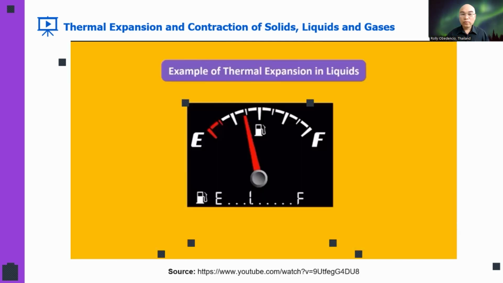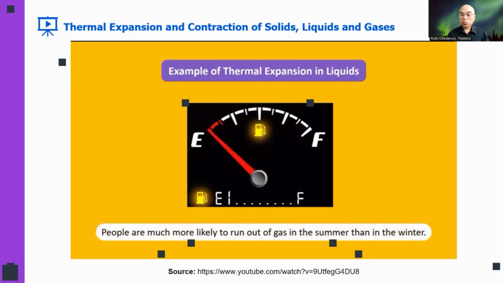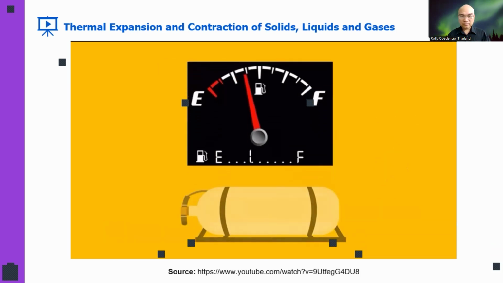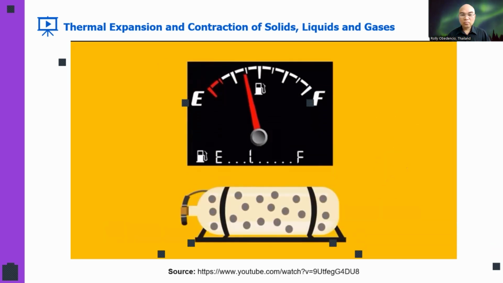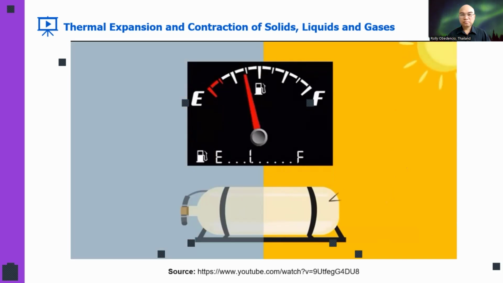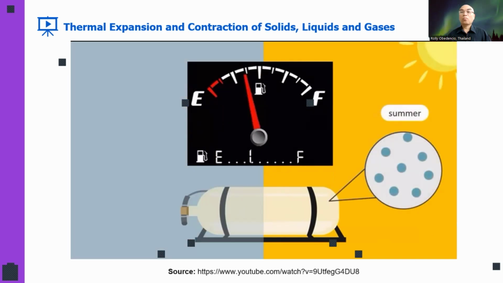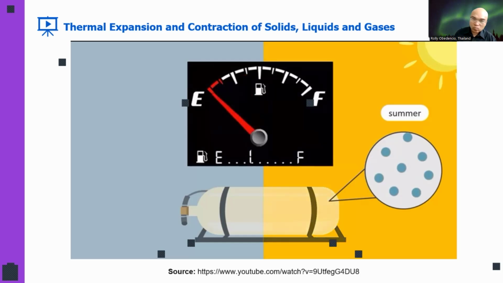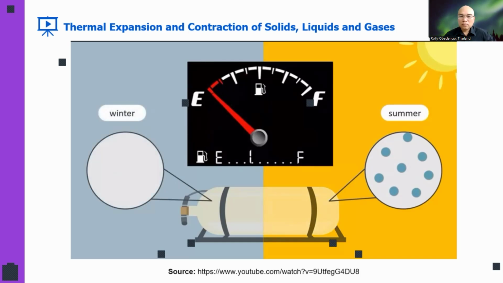For example, the gas gauge on a car. People are much more likely to run out of gas in the summer than in the winter. Why is that? Well, the gas in your car expands just like everything else, and it changes the reading on your fuel gauge. In the summer, gas takes up more space in the tank. So, when the fuel gauge reads empty, it indicates that there is significantly less fuel left in the tank than it would be during winter.